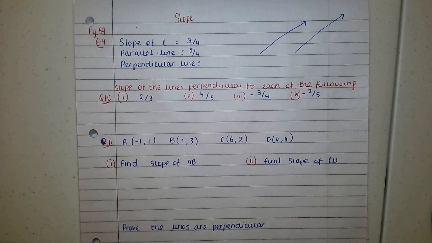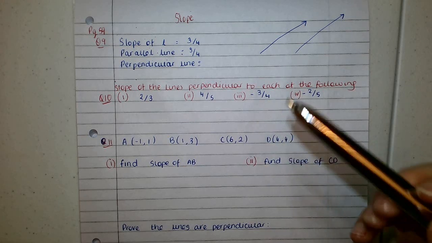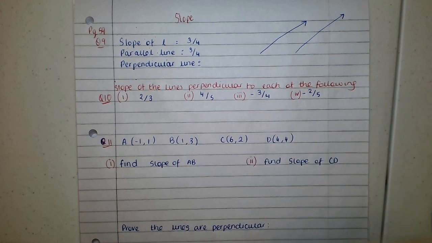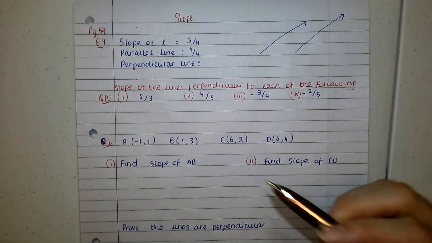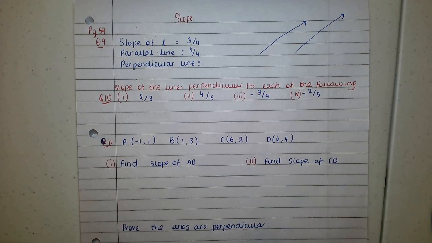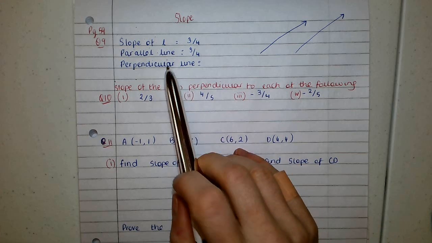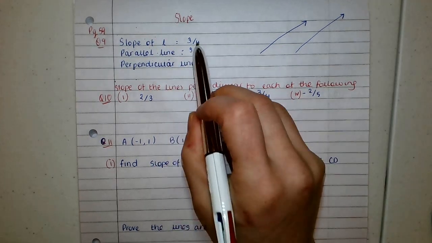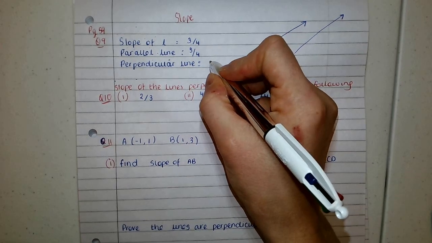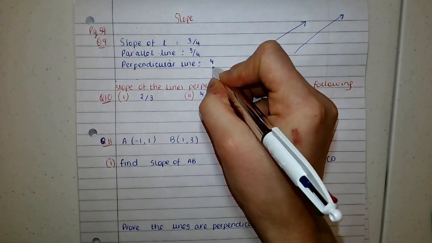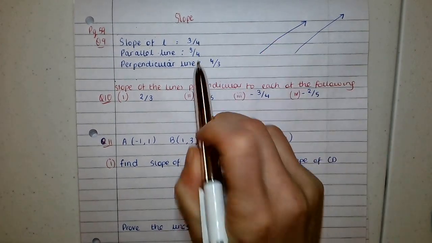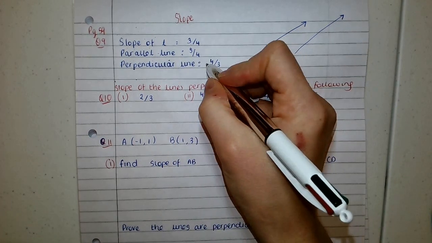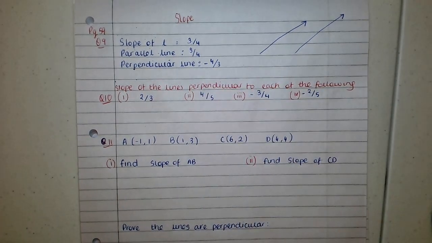Perpendicular lines are a little bit more tricky. Perpendicular lines are two lines that make right angles to each other. The thing that we know about perpendicular lines is that their slopes are opposites. So the way that we find the slope of a perpendicular line to L is we take the fraction, flip the fraction, and change the sign. Because this is a positive 3/4, it changes to a negative.